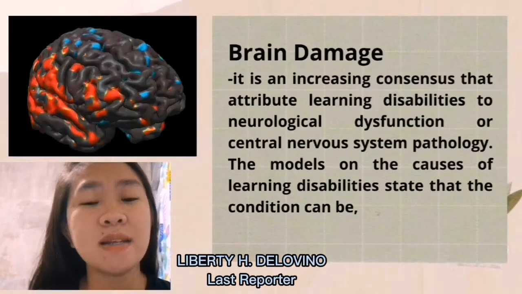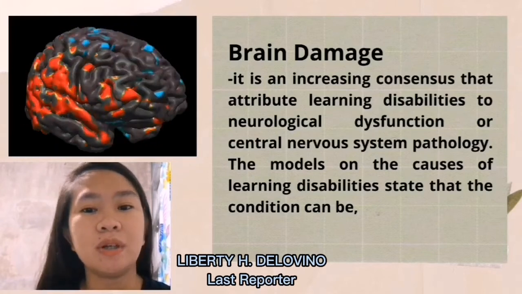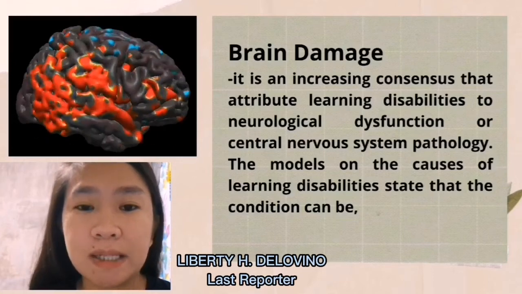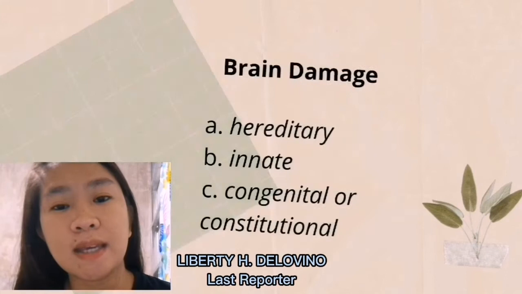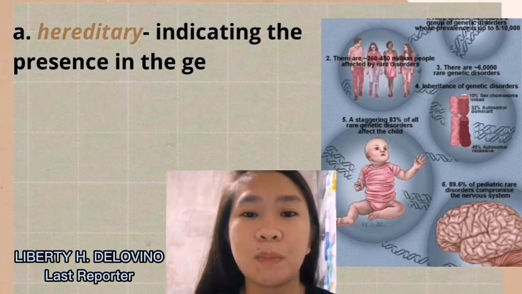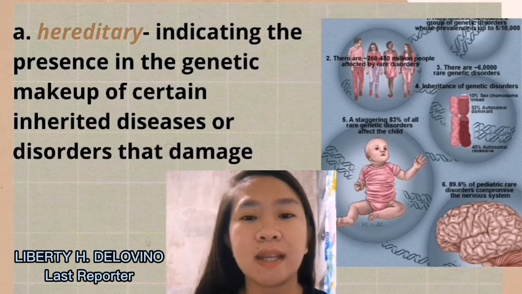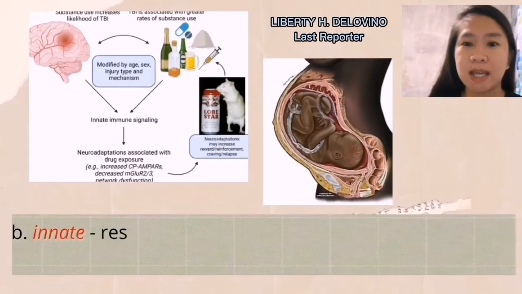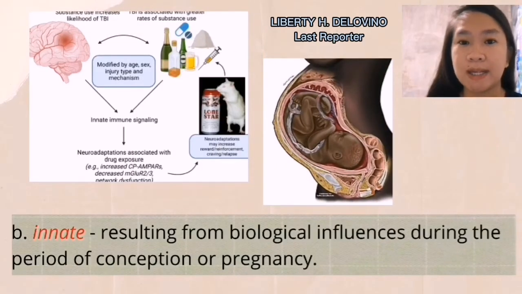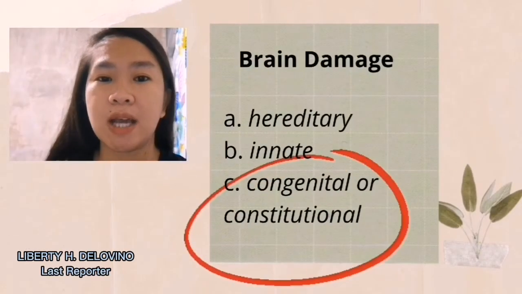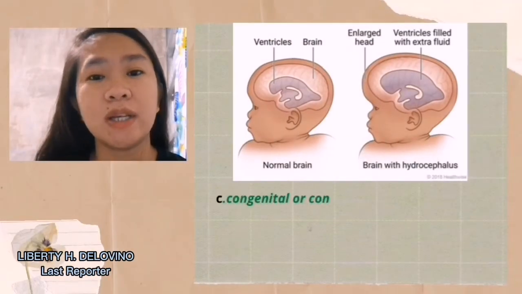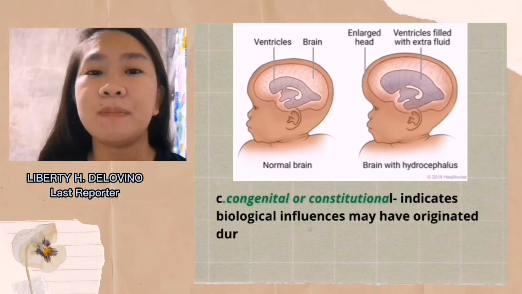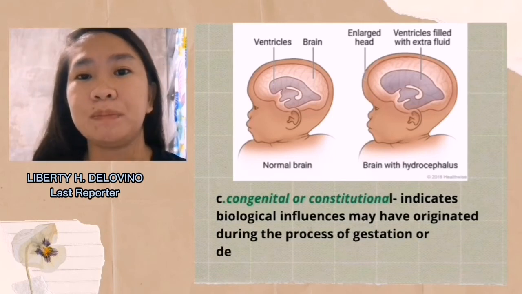There is an increasing consensus that attributes learning disabilities to neurological dysfunction or central nervous system pathology. The models of the causes of learning disabilities state that the condition can be: A, hereditary, indicating the presence in the genetic makeup of certain inherited diseases or disorders that damage the brain. B, innate, resulting from biological influences during the period of conception or pregnancy. And letter C, congenital or constitutional, indicating that biological influences may have originated during the process of gestation or development in the prenatal, or before birth, perinatal, during birth, or postnatal, after birth, periods of development.